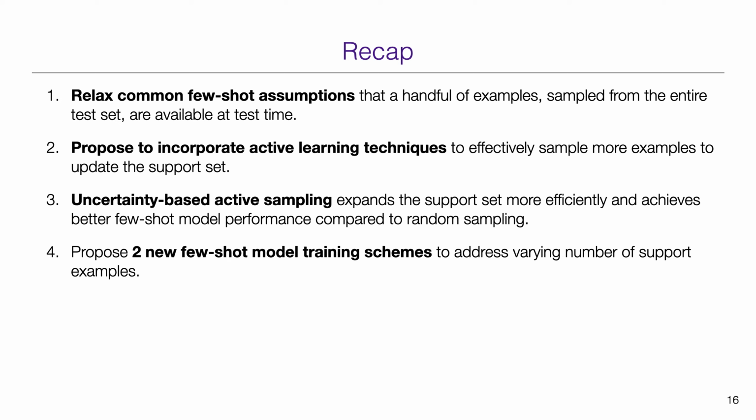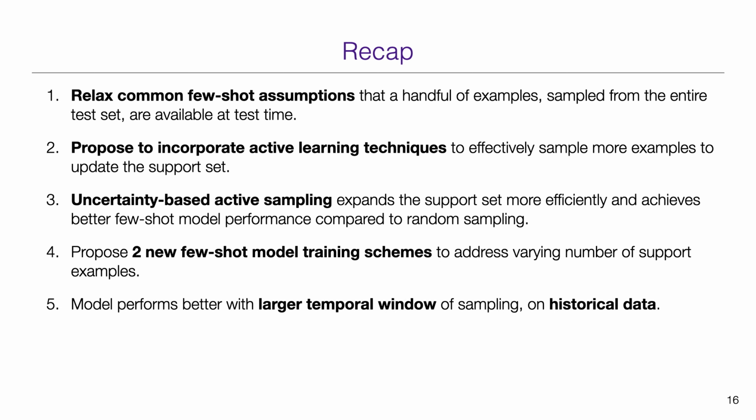Next, we propose 2 new few-shot model training schemes to address the varying number of support examples during the active sampling process. Lastly, we show that the model performs better with a larger temporal window of sampling and on the historical data than on the future data. Also, we create a new public dataset, Sonic FSD set.